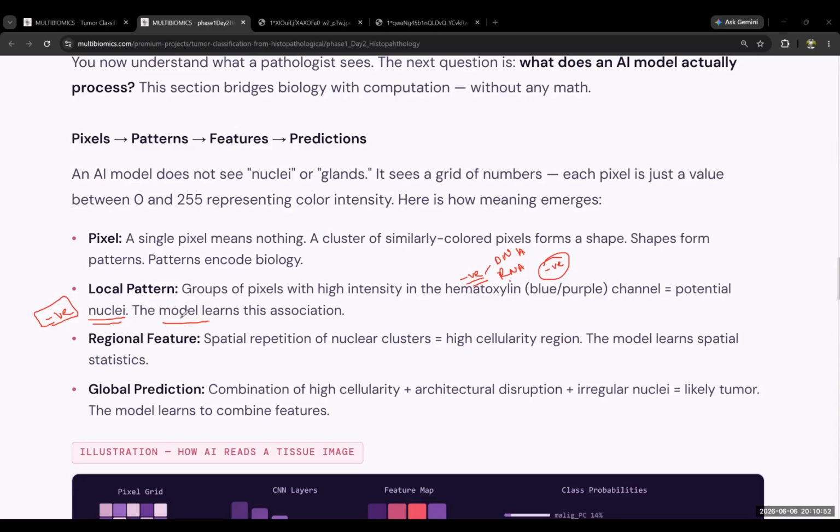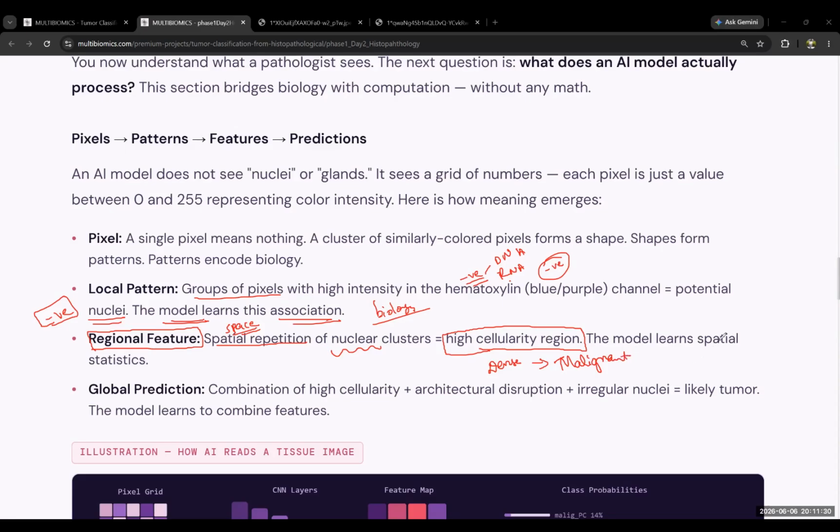Okay. So the model will learn with the help of pixels. It will learn this association. It won't learn the biology. It will learn only pixels. Then if we zoom out to a particular region, spatial repetition, spatial coming from the word space, in a particular region, how these nuclei are clustering together. If there are more nuclei, that means more cells. If more cells, the area is more dense, and we have learned that it is a malignant region.